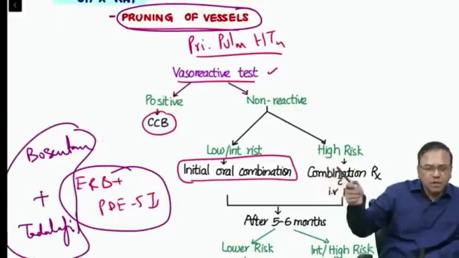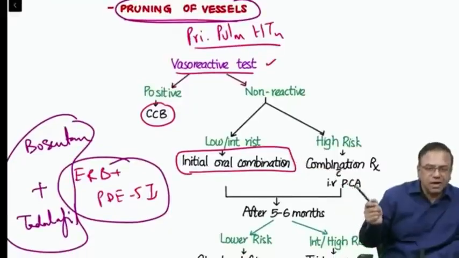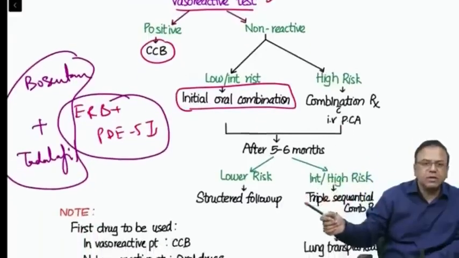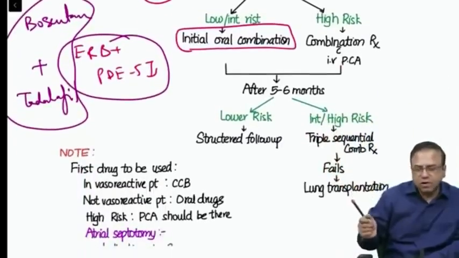Then if still the patient is not improving, you can add a prostacyclin analog. Only challenge is you have to give it IV. So this IV prostacyclin analog that you are going to add, still the patient has got a problem, then you can give triple therapy and ultimately go for lung transplantation.